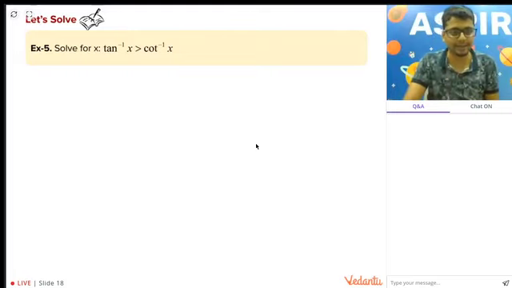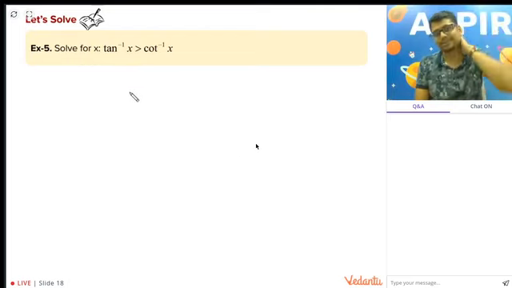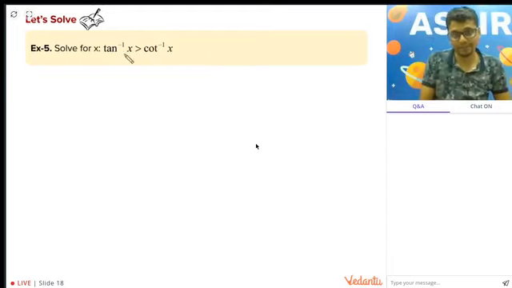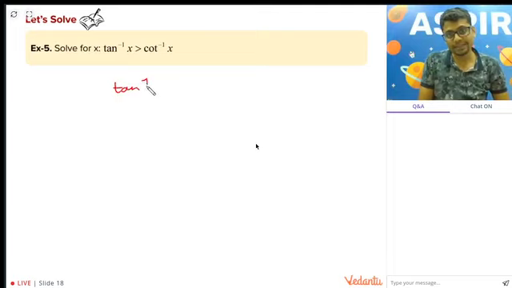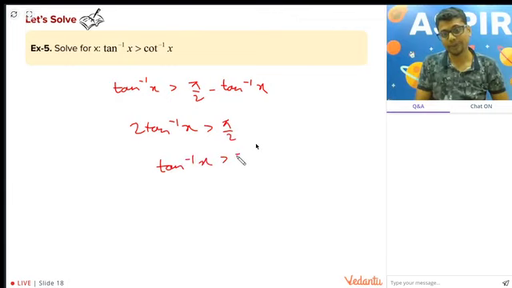Maybe I'll create a hotspot in some other question, because here the option may not be so immediate. But yes, 1 to infinity is right. So what would you do? Tan inverse x greater than cot inverse x, I can write as pi by 2 minus tan inverse x, right? So basically it becomes 2 tan inverse x greater than pi by 2, tan inverse x greater than pi by 4, right?